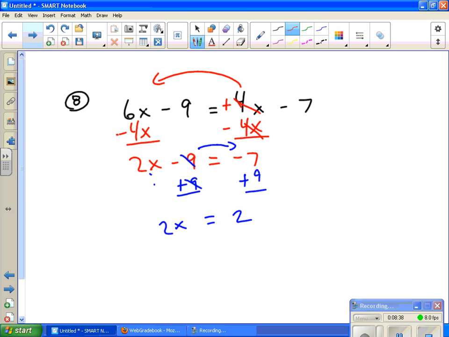2x means 2 times x. Undo that by dividing by 2. Got to do the same thing on the other side. X equals, these cancel out, 1.